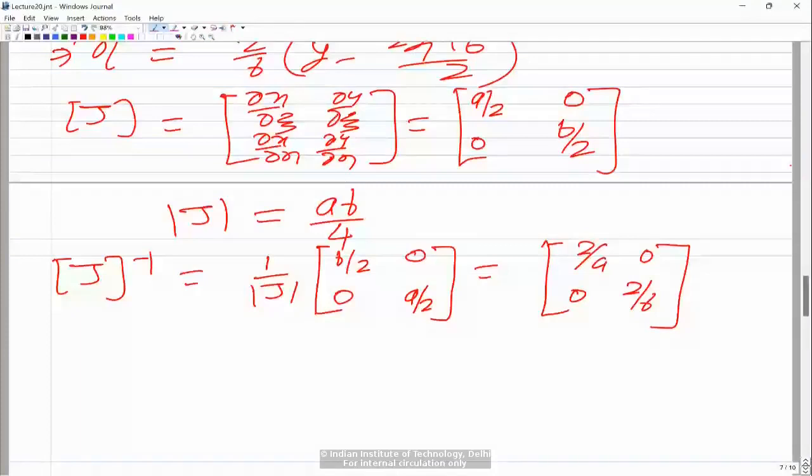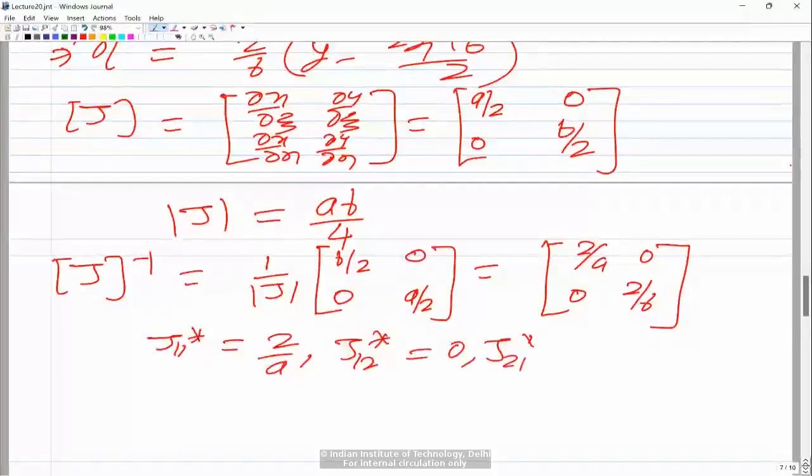So you can say that as per our notation J11 star is 2 upon a, J12 star is nothing but 0, J21 star is 0 and J22 star is 2 by b. The way we have already done the calculations.